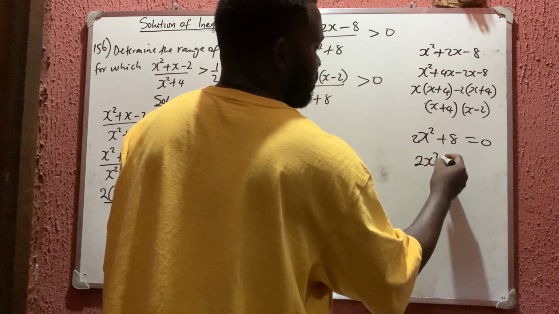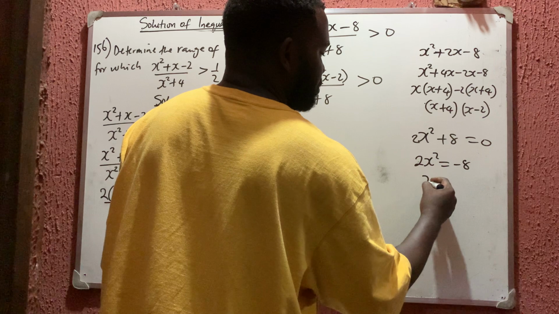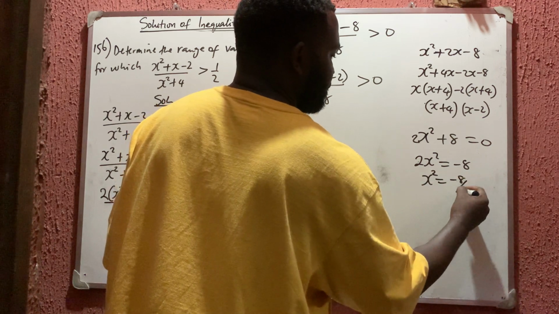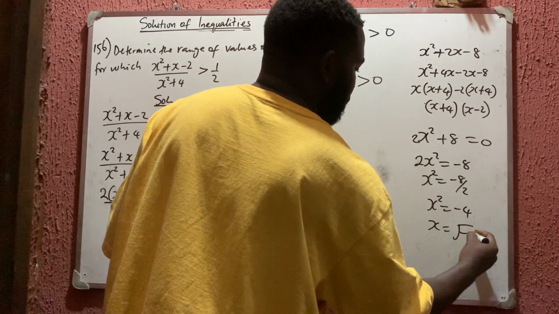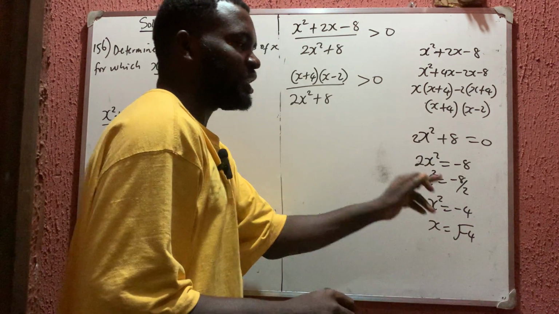But here there's no critical point for the denominator. Let us check: 2x squared + 8 is equal to 0, so 2x squared is equal to -8. So x squared is equal to -8 divided by 2, so x squared is equal to -4. And x is now what? The square root of -4. And the square root of a negative number is a complex number.